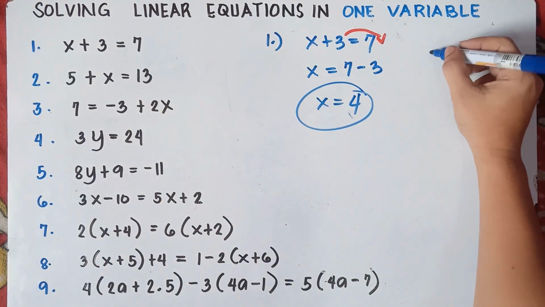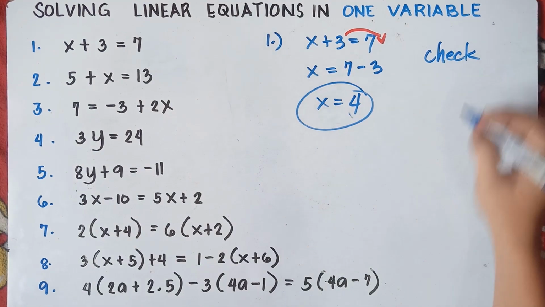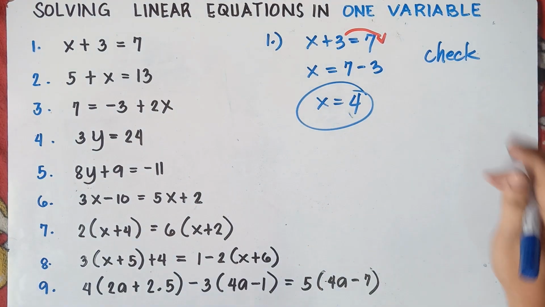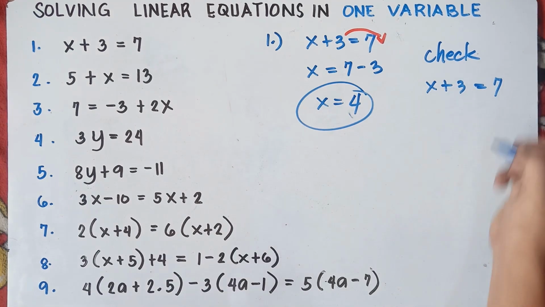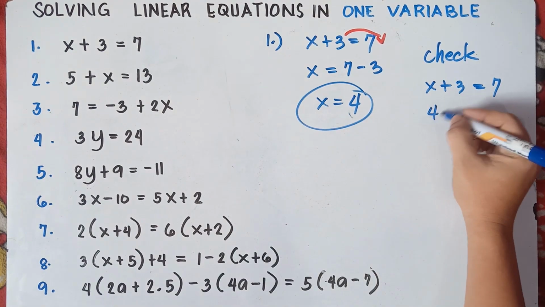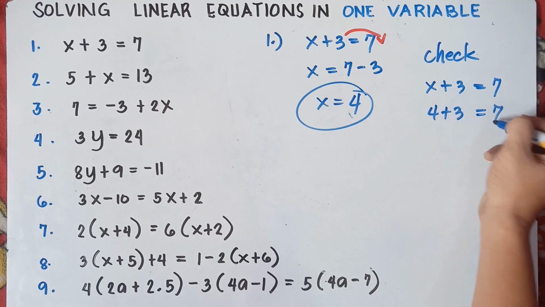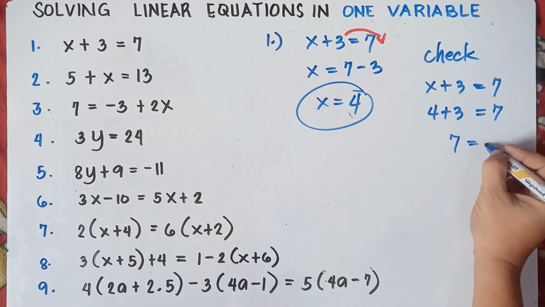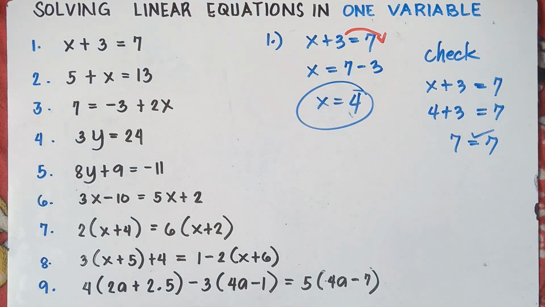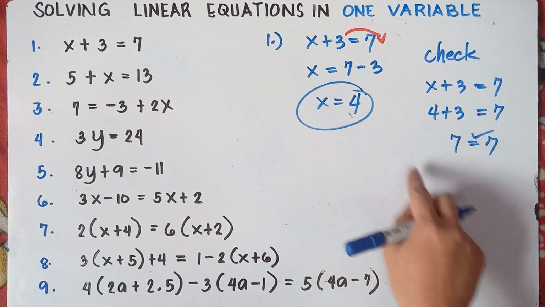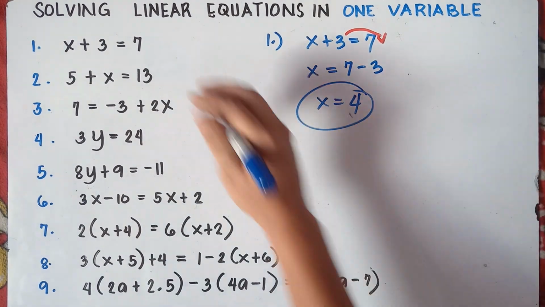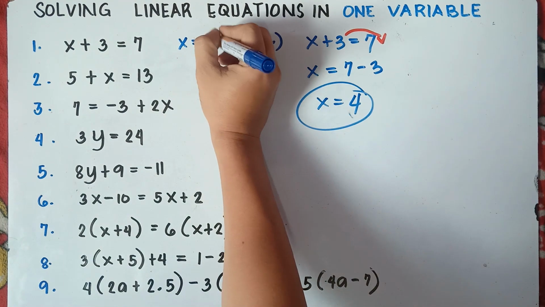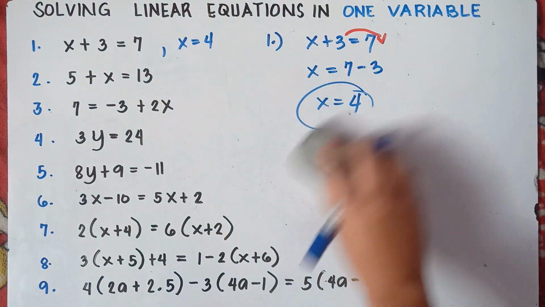If you check this one, we check if it really satisfies the equation. x plus 3 equals 7. Our x is 4, so 4 plus 3 equals 7. 4 plus 3 is 7, and 7 is equal to 7. Therefore, x is equal to 4. That would be the correct answer. So that's the answer for number 1, class. x is equal to 4. Very easy, right? Let's have number 2.